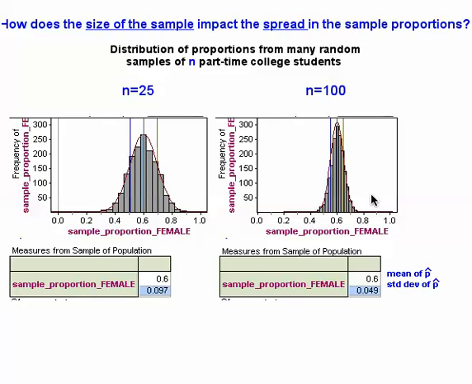Now we're going to move back into the text where we will see what advanced probability theory has to tell us about calculating the standard deviation of sample proportions. We will also find later that the distribution will not always be normal.